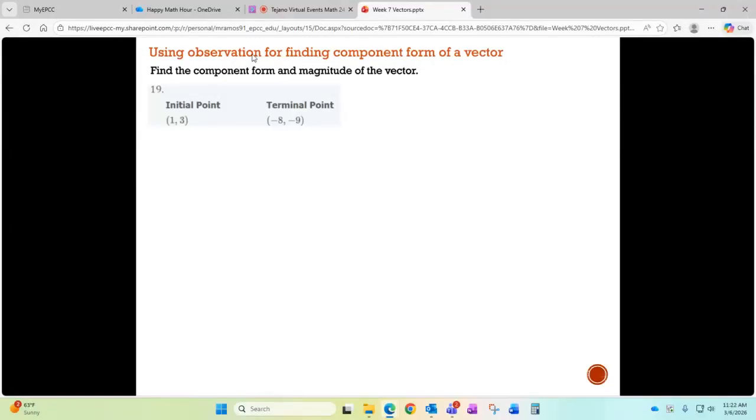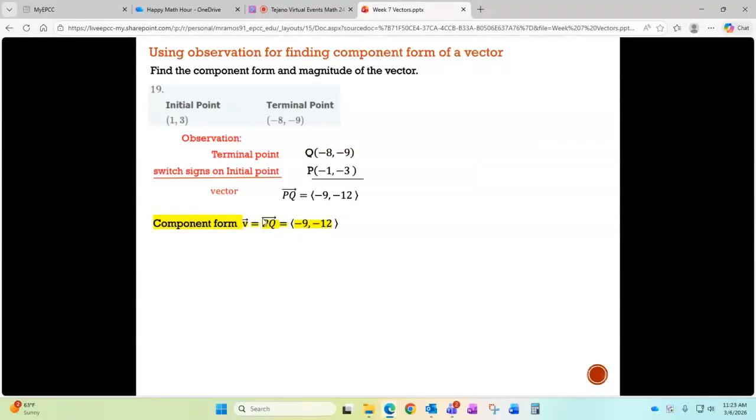Okay, so another example here. We're going to do it using the form we did on the previous slide, using our observation, which is, again, you take the terminal point, you switch signs of the initial point, and you just add up the coordinates appropriately. So I have negative 8, negative 9 as my terminal point. I'm going to change the signs of my initial point, so it becomes negative 1, negative 3, and now I'm going to add up. So add the first coordinates together. Negative 8 plus negative 1 is negative 9, and negative 9 plus negative 3 is negative 12. So that's a pretty cool way to find the component form of the vector.